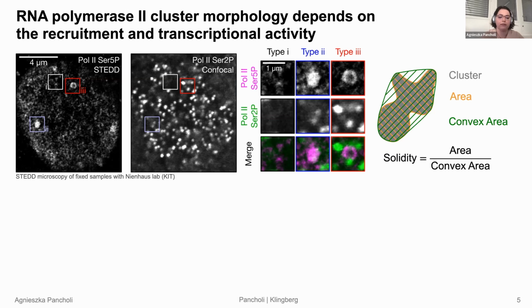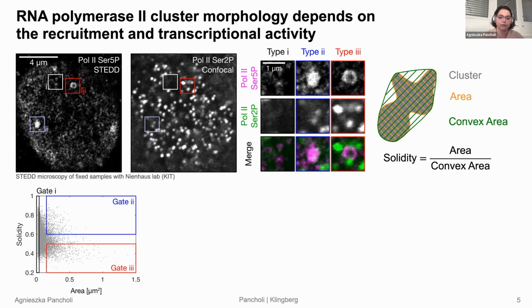So then we plotted solidity against area for all the clusters, and we gated the extreme cases for all the 3 types that we were able to see by eye. So for type 1, we would have the small clusters with low area. For type 2, we would have big clusters with big area and high solidity. And for type 3, we would have high area and low solidity.